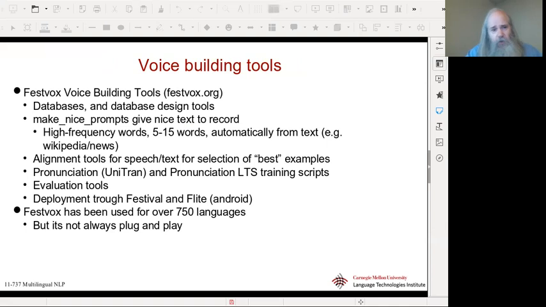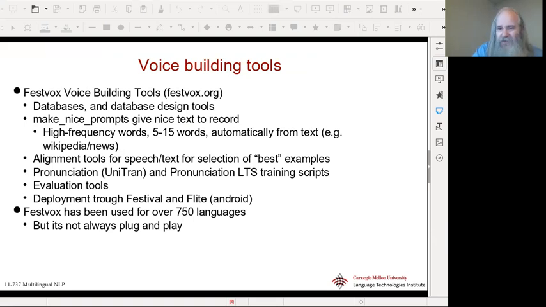We and others, although CMU's been at this for a lot longer than others, and many people copy this and build on top of it, including commercial companies. The FastFox voice building tools is a suite of tools that allow you to be able to build voices in new languages as well as voices in existing supported languages. It's got things like make nice prompts in it that you can actually give it a Wikipedia, and it will give you a bunch of utterances that you should probably record from it.